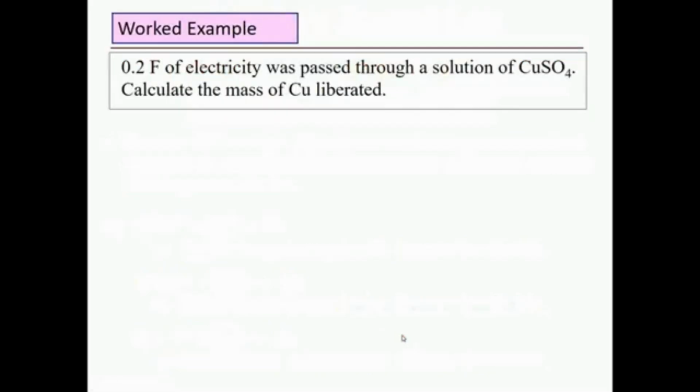Let's look at an example. Here we have 0.2 Faraday of electricity passed through a solution of copper sulfate. You are to calculate the mass of copper liberated. From the data given, the mass of copper liberated from copper sulfate solution, therefore the reaction involves the discharge of copper-2 plus cation to form copper.